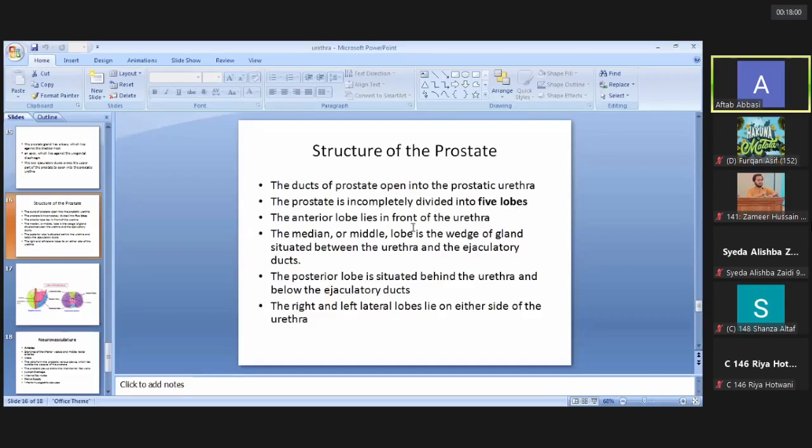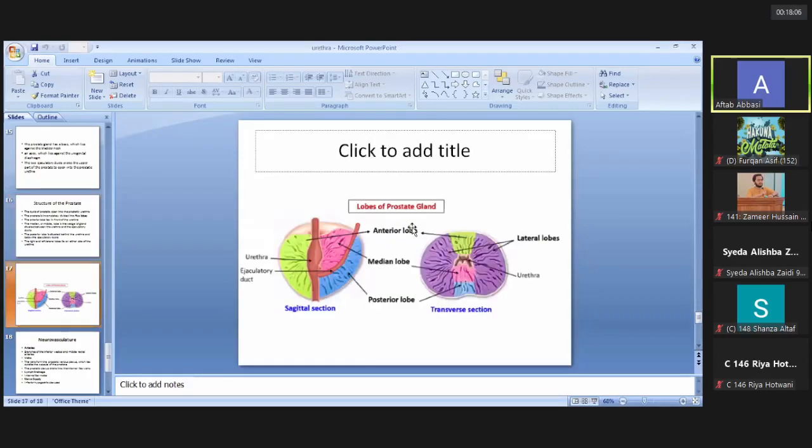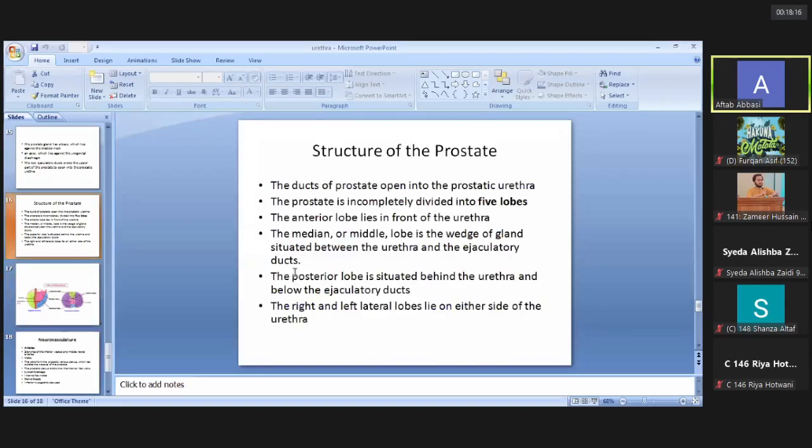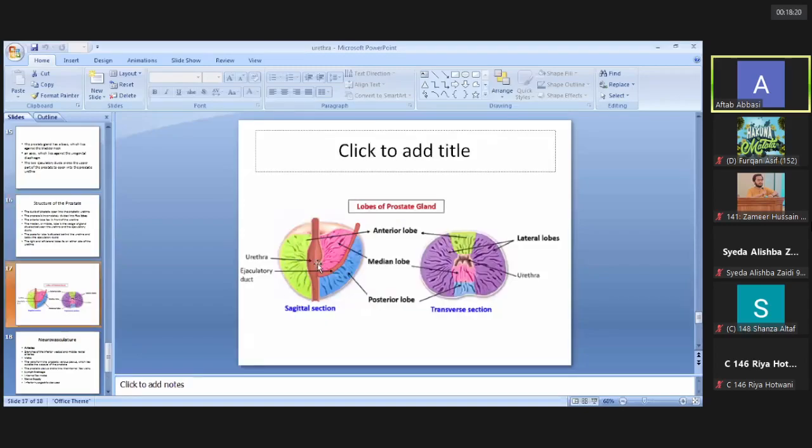The anterior lobe lies in front of the urethra. How are they differentiated, or how can you identify these lobes? The anterior lobe, the part of the prostate gland that lies in front of the urethra, is indicated by the greenish color. This is the anterior lobe that lies in front of the urethra. Here is the urethra. So in front of the urethra, this lobe is known as the anterior lobe. This is the sagittal section, and this one is a transverse section.